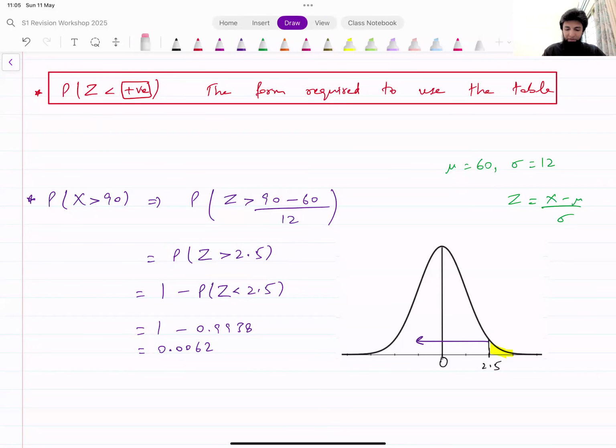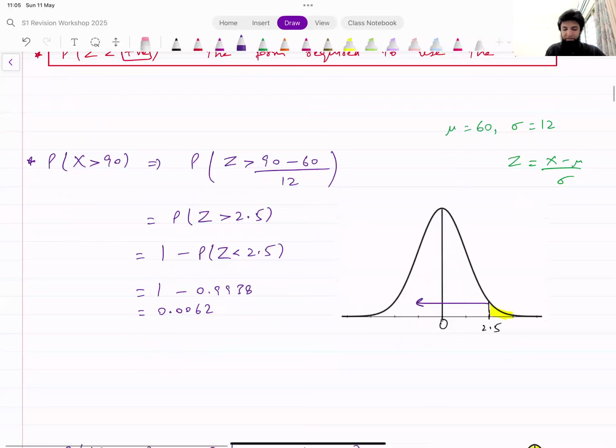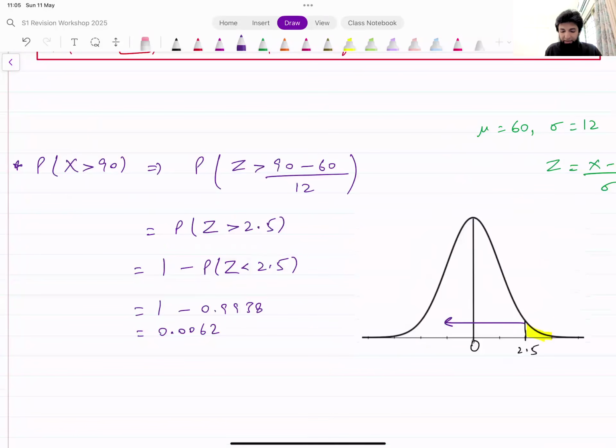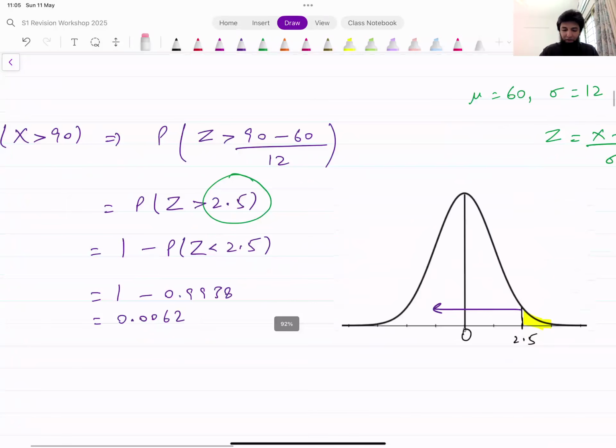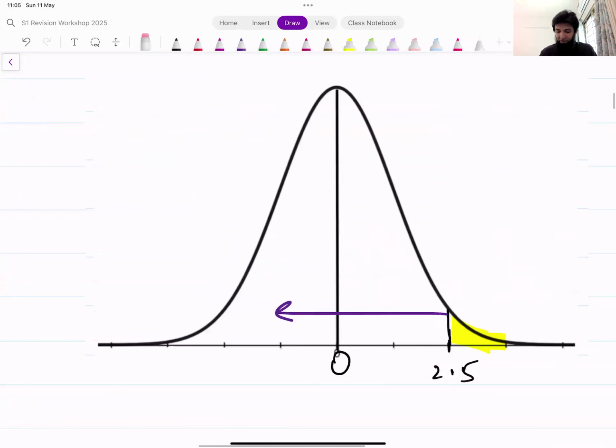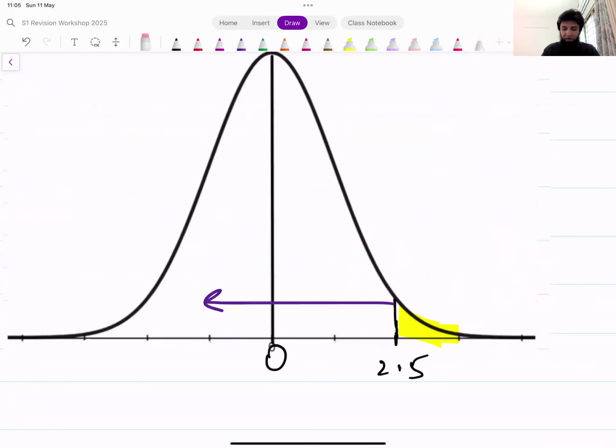Now, how do we think about this? We can draw a normal distribution curve. We can say, okay, z is greater than 2.5. What does that mean? 0 is going to be in the middle. 2.5 is on the right side. We want this yellow region to the right of 2.5. That's the area that we're looking for. However, the table cannot give us that area. The table cannot give us area to the right of some value. It can only give us area to the left side of a positive value.